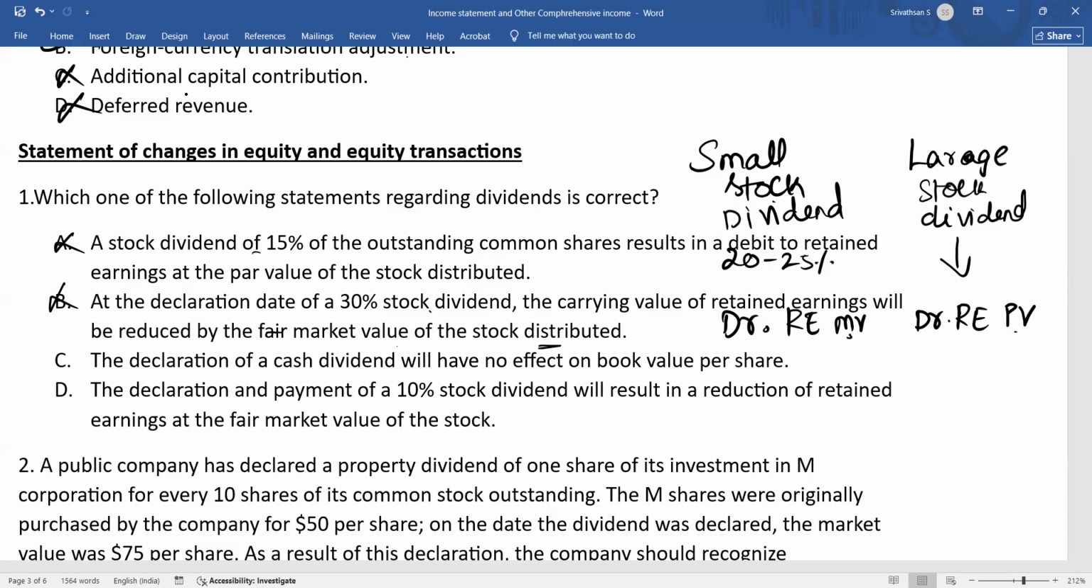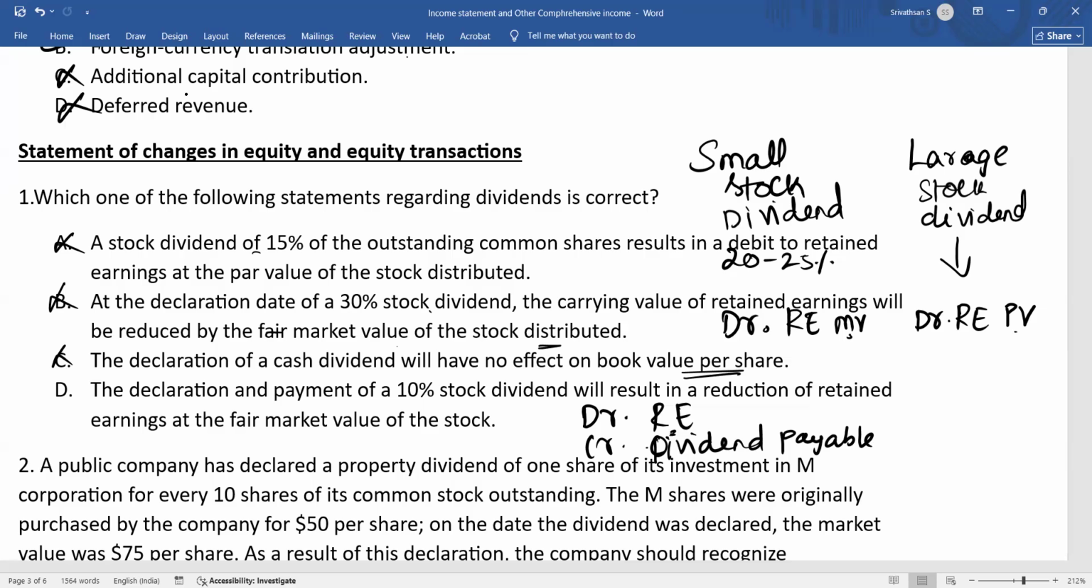The declaration of a cash dividend will have no effect on the book value per share. Obviously, this cannot be the right answer. At the time of declaration of a cash dividend, what is the journal entry we will pass? We will debit retained earnings and credit dividend payable, which is a liability. So here, equity is reducing because we are debiting the retained earnings. If equity reduces, then obviously book value per share will decrease. So option C cannot be the right answer.